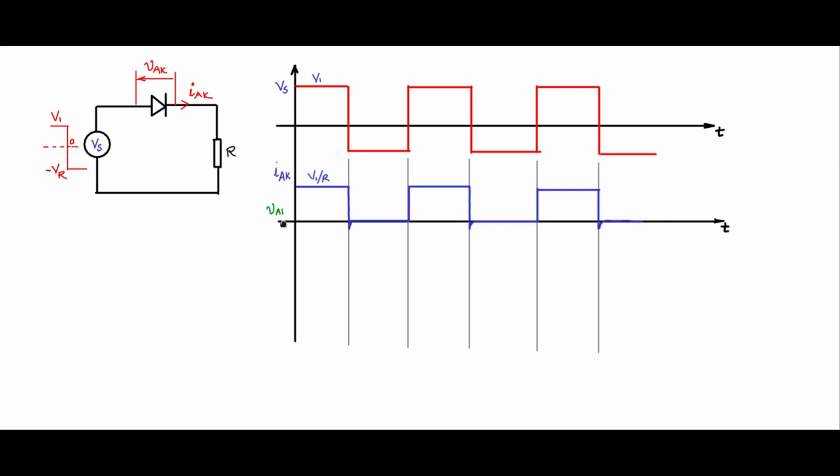And VAK is the voltage across the diode. How does that look? That also we looked at during the dynamic characteristic discussion. So during the time when Vs is high, the voltage across the anode cathode of the diode during the forward bias condition is just the 0.6 volt drop plus the forward current into the dynamic resistance.